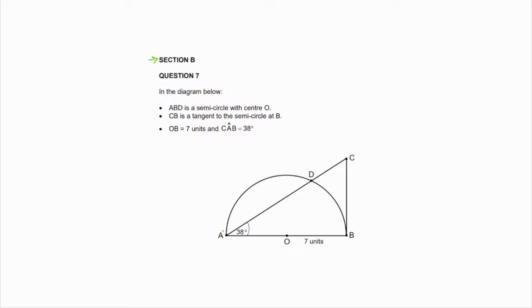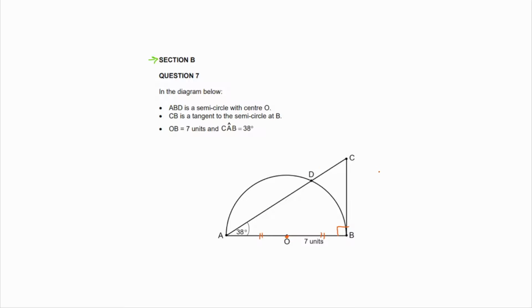So we have ABD is a semicircle with center O. So we have a semicircle, and so we have radii. This is equal to this because they're both radii. They say CB is a tangent to the semicircle at B, so we know that this is 90 degrees, because a tangent is perpendicular to the radius. They give us OB is 7 and CAB is 38 degrees. Sorry, OB is 7 units.